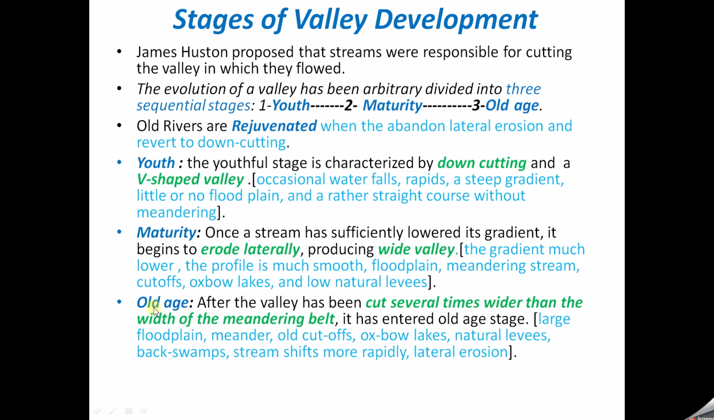And then it goes to the old stage after the valley has been cut several times wider than the width of the meandering belt. It has entered the old age stage: large floodplain, meanders, old cutoffs, oxbow lakes, natural levees, back swamps, and the stream shifts more rapidly by lateral erosion. So note this: cut several times wider than the width of the meandering belt.